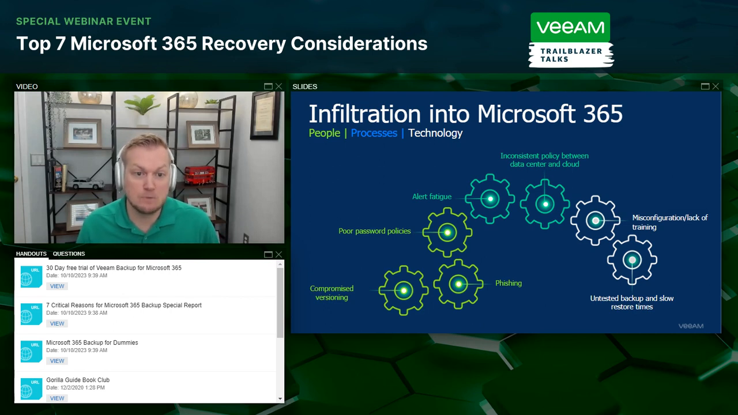So when it comes to the people, it's all about making sure that they're educated on identifying phishing when they see it or when they think it might be, making sure that there are policies in place around passwords. Of course, processes, making sure that there's no alert fatigue and things of that nature. And lastly, on the technology, making sure that there is training in place. And of course, untested backups can also pose a risk if you don't know if you can actually recover the data or if you're at risk of having slow restoration times as well.